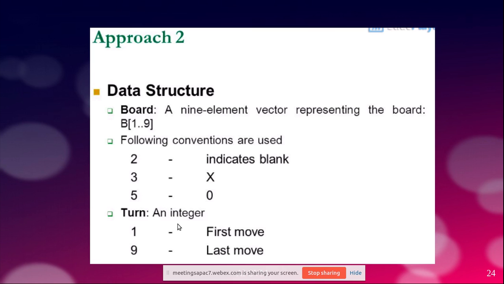And let us give the turns a name. 1 means first move, 9 means last move. So there can be maximum 9 moves. First move is called move number 1, last move is called move number 9. So that way we organize our moves. Instead of saying X is moving, player 1 is doing, player 2 is doing, let us start saying first move, second move, third move, fourth move, and so on. And we know that odd moves are done by player 1 and even moves are done by player 2, and so on.